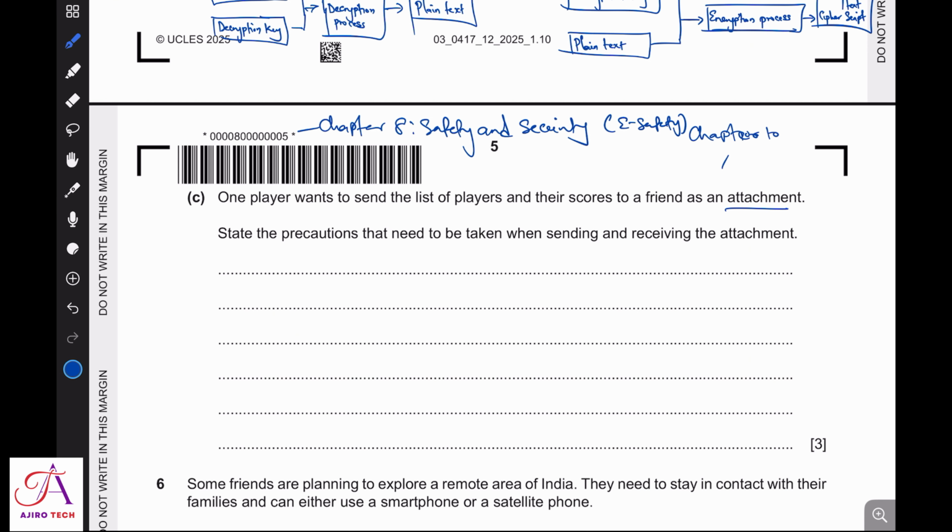So what do we do here? The first one is you can scan the attachment for viruses. You can also encrypt. We just talked about that, so we're going to use that knowledge. Encrypt the files.